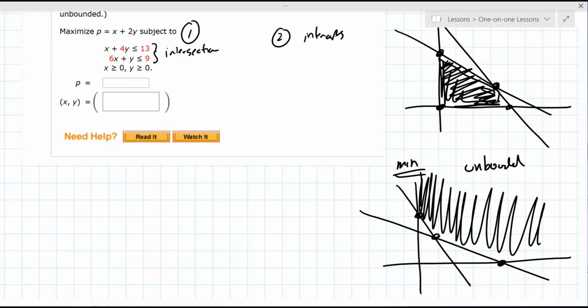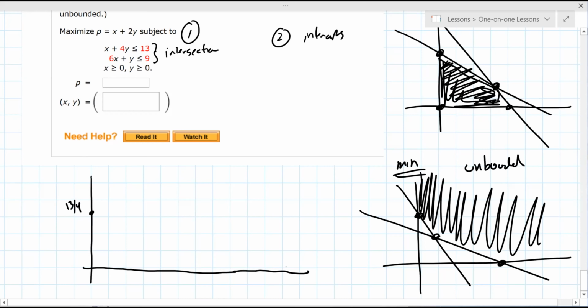When I graph it using Desmos, I get this nice picture that you don't get with your graphing calculator, but you have to be able to find those points here. So for example, x plus y less than or equal to 13. When x is 0, y is 13 over 4. So somewhere over here, this is 13 over 4. And when y is 0, x is 13. So that's way out here. So that's this point right here, 13 comma 0.